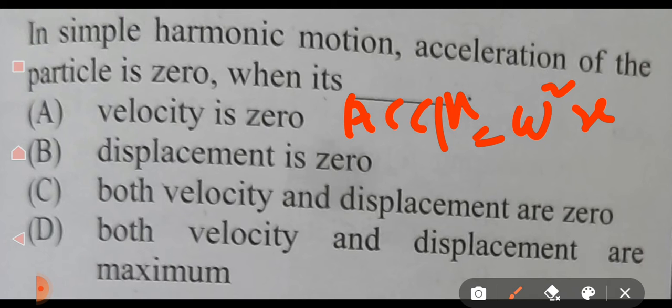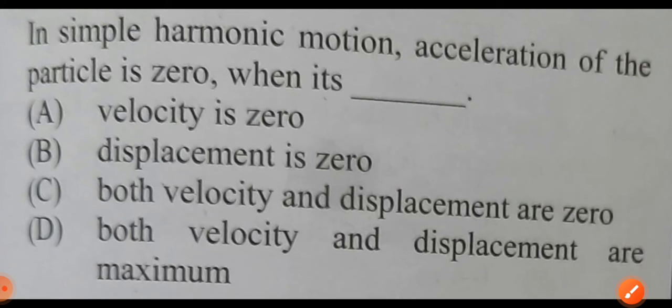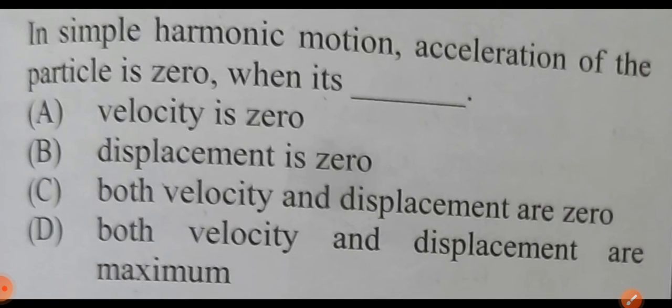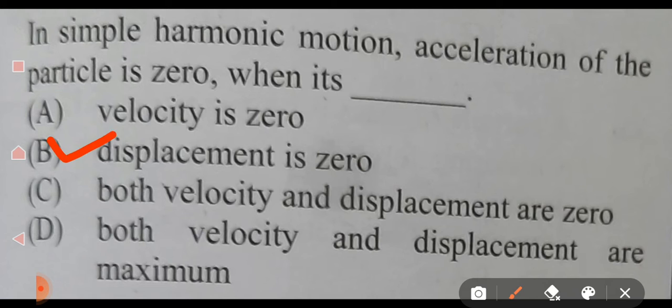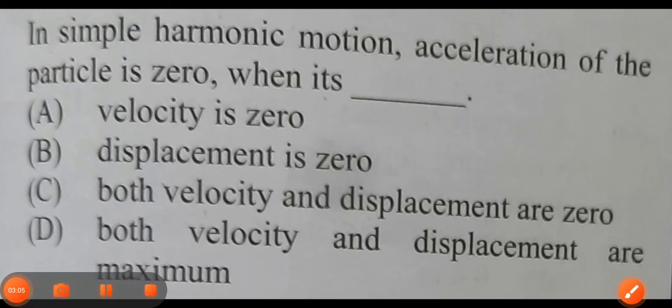Okay, now we'll see the solution of this question. Acceleration is equal to omega square into x. So when x is equal to 0, naturally acceleration a is equal to 0. So in the given question, displacement is 0, that is a very important condition. Based on that, we get the correct answer: the acceleration of a particle is 0 when the displacement is 0. So option number B is the correct answer for this question.